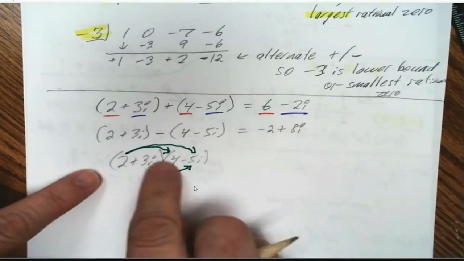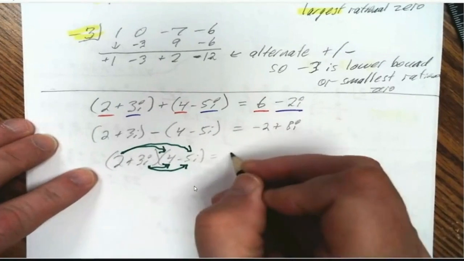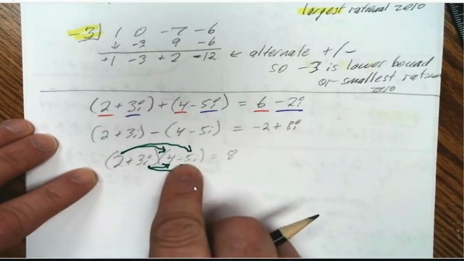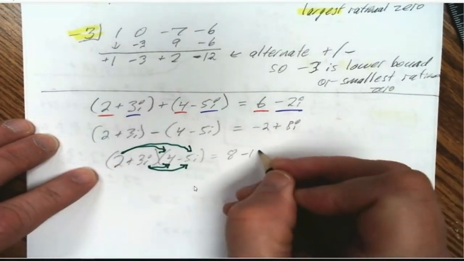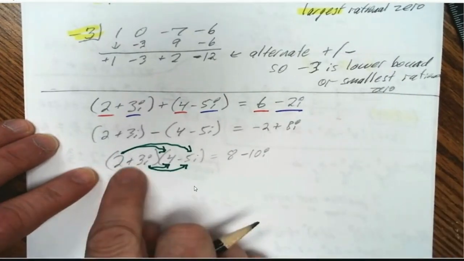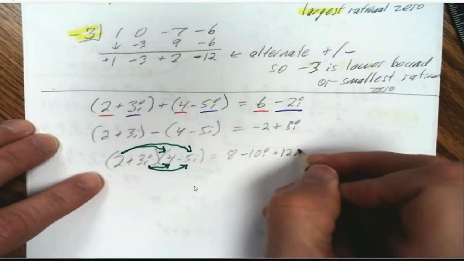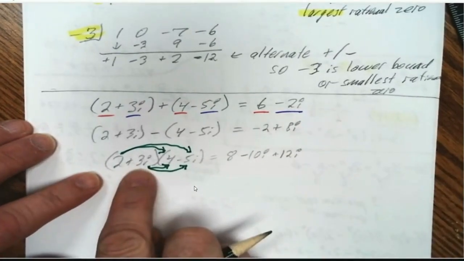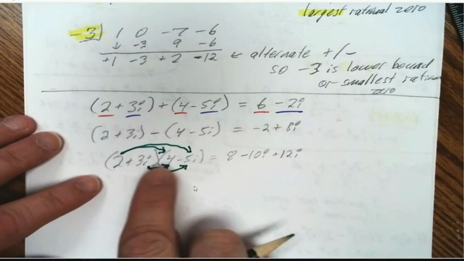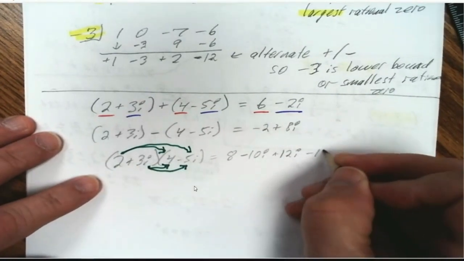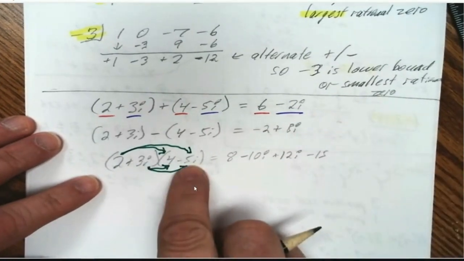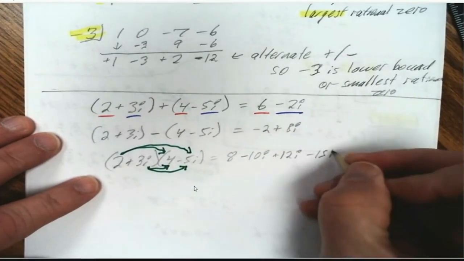So 2 times 4, 8. 2 times negative 5i, negative 10i. 3i times 4, 12i. Now here's where it gets tricky. 3i times negative 5i. Well, 3 times negative 5 is negative 15. i times i is i squared.